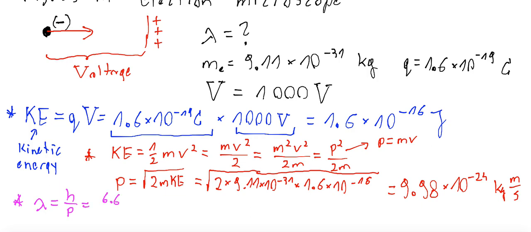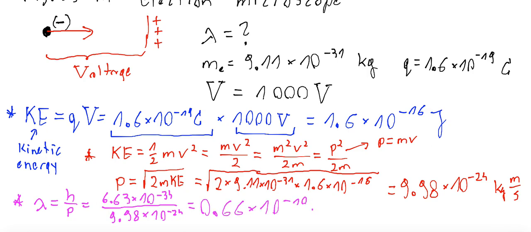Planck's constant is a constant, you can find it in any physics table with physics constants. I remember it's 6.63 times 10 to the power of minus 34 divided by 9.98 times 10 to the power of minus 24. Again, I'm going to use a calculator to solve it. 6.63 divided by 9.98, which is 0.66 times 10 to the power of minus 10 meters.